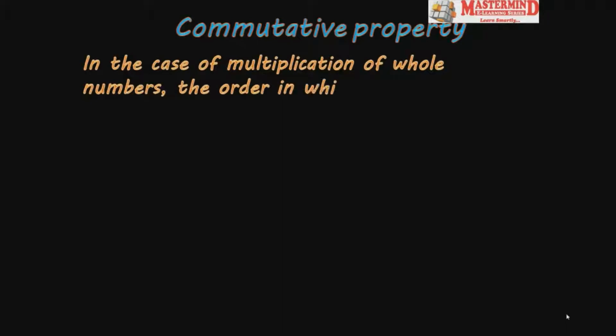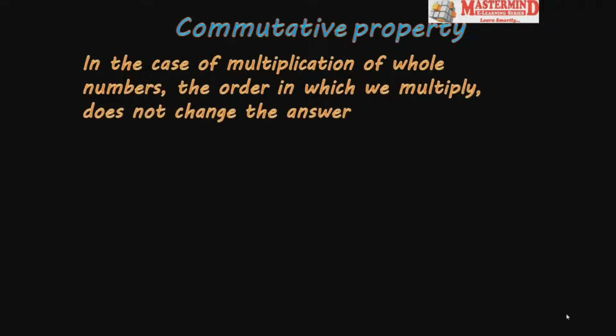Now we move on to the commutative property of multiplication. Now let's check whether if we multiply two whole numbers, can we multiply them in any order? Yes. In case of multiplication of whole numbers, the order in which we multiply does not change the answer. Now let's see this with an example. Say if you multiply a whole number 3 by another whole number 4, what is the product? The product is 12. 3 4s is 12.